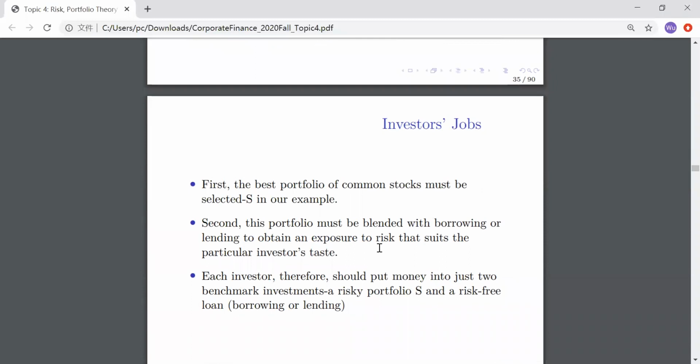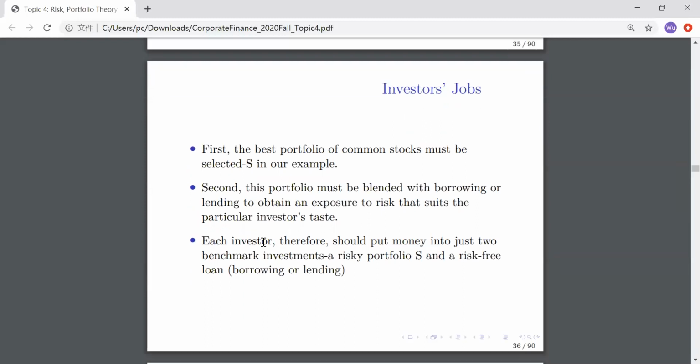As an investor, the job is, of course, to find the efficient portfolio, right? So in our example, it's point S. And as a second point, this portfolio must be blended with borrowing and lending, right? So there is a combination of risk-free assets and a common stock risky portfolio. The particular combination, for example, whether it's 30% to the risk-free rate or 60% to the risk-free asset, depends on a particular investor's risk preferences or taste, right? So then each investor should put money into just two benchmark investments: a risky portfolio S and a risk-free loan.